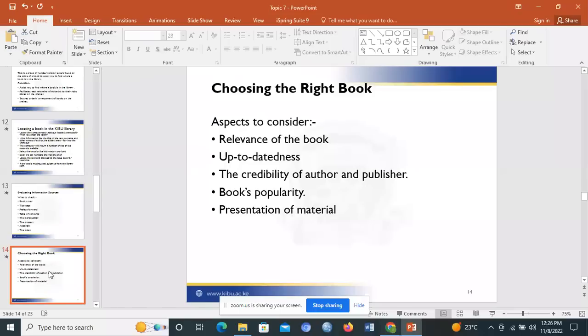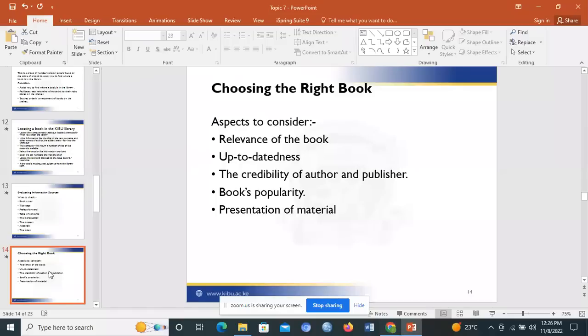In between, knowledge has been transformed, knowledge has grown, certain ideas that were acceptable then were discarded, and new things have come up. So you want up-to-date information. Look at when the material was published. The year of publication should help you to know how up-to-date the material is. Look at the credibility of the author and the publisher. You're likely to get this from the back of the book, from the reviewers, the people who have something to say.